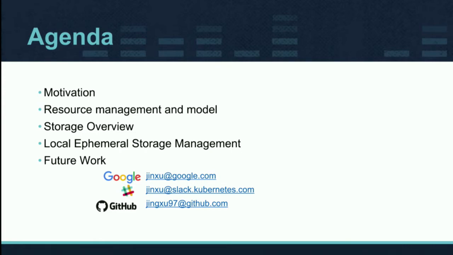So this is the agenda. First, we want to make it clear why local ephemeral storage resource management is important and what problems we are trying to solve. And I will give a quick overview of resource management in Kubernetes and the general resource model supported in Kubernetes. And then focus on the storage and how we manage the local ephemeral storage at different layers and how we solve the different problems. At last, give a few directions of our future work.